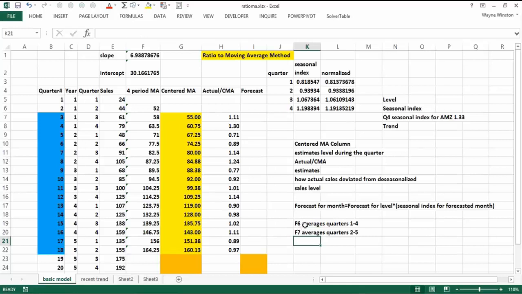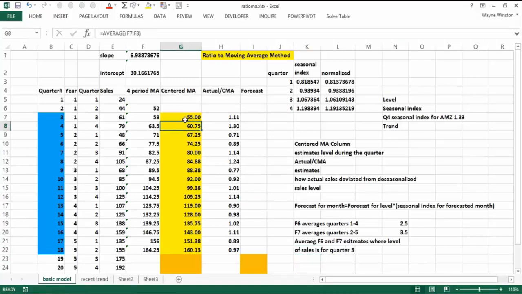Now, if you average quarters 1 through 4, what's the average of numbers 1 through 4? 2.5. So F6 is where the process was in quarter 2.5. And if you average 2 through 5, what you get is 3.5. So F7 is where the process was in quarter 3.5. So if you average F6 and F7 here, you get where the level of the series is during basically quarter 3. Averaging F6 and F7 estimates where the level of sales is, and there's no seasonality there because you've averaged one of each of the 4 quarters in each of those 4 period moving averages. This is where the level of sales is for quarter 3.